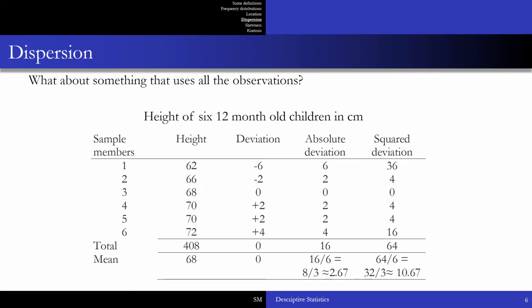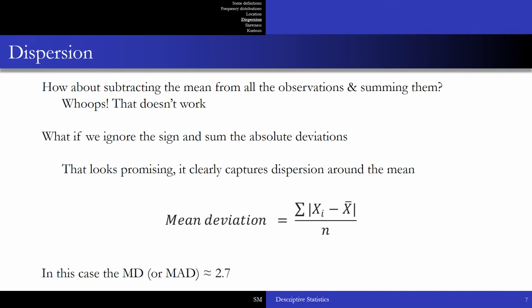Okay, let's think about all this in a little bit more detail. So we've seen that subtracting the mean from all of the observations and summing them doesn't really give us anything terribly useful, because that sum is always equal to 0. We've also seen that if we ignore the sign and sum the absolute deviations, we get something that looks rather promising, and something that captures the dispersion around the mean. What we've done is reinvented something called the mean deviation.